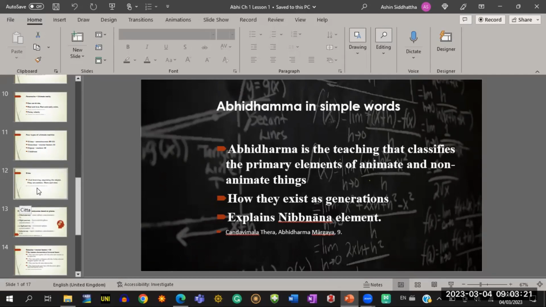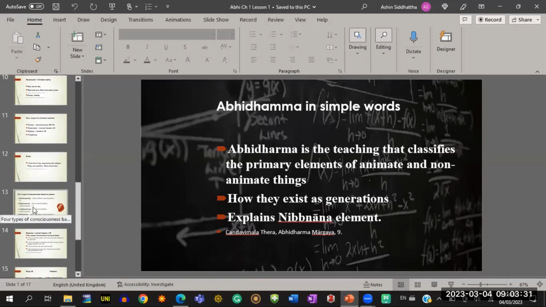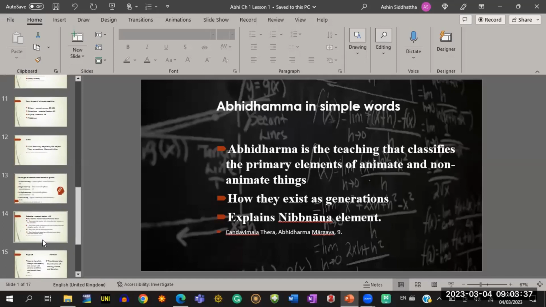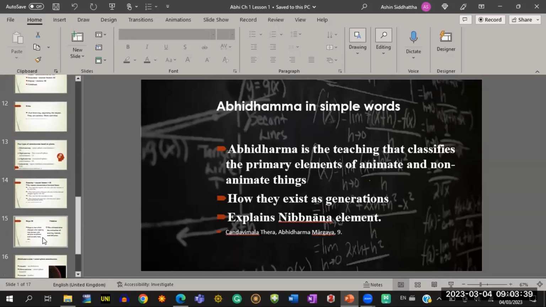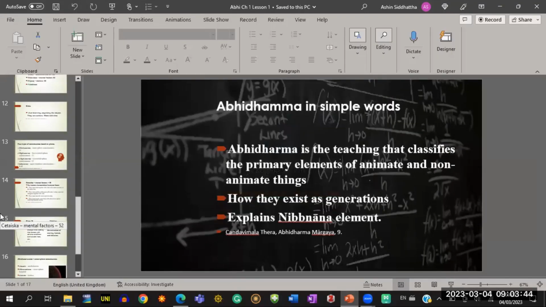The second ultimate reality is Cetasika, mental factors. There are 52 mental factors. The third ultimate reality is Rupa. There are 28 matters, 28 Rupas. The last one is the supreme bliss of Nibbana, the ultimate reality, Nibbana.